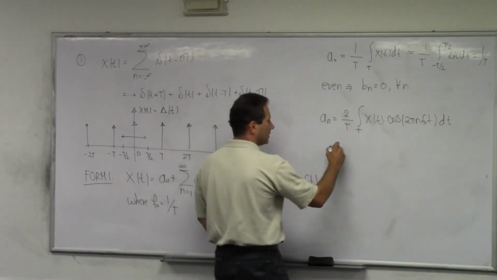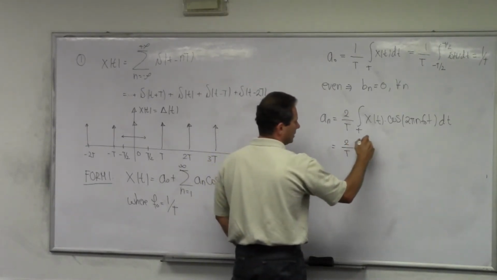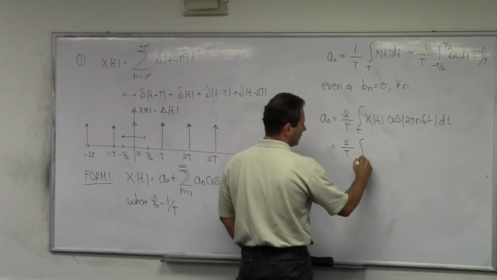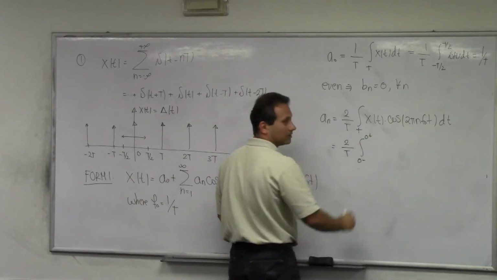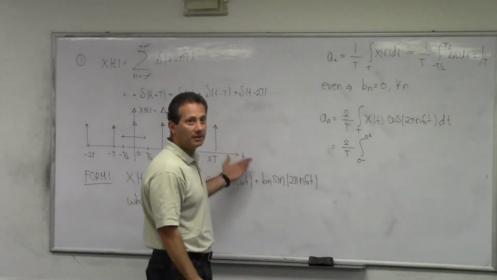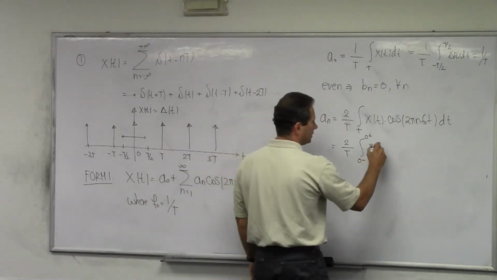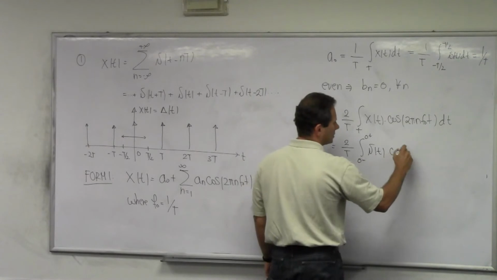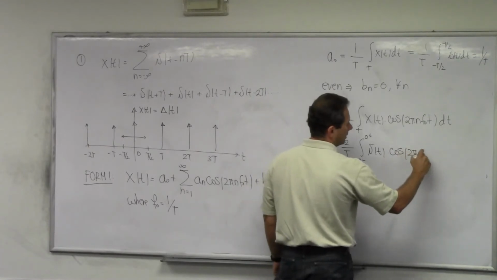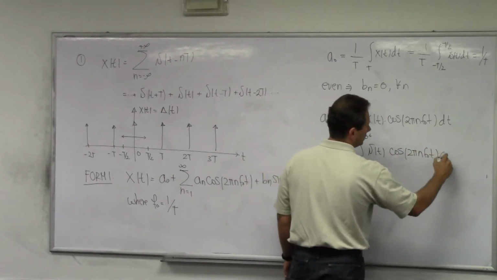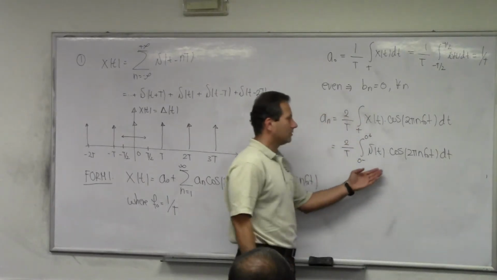In my case here, this becomes 2 over T, integral from 0 minus to 0 plus, because I'm just integrating the delta function. So it's going to be delta of t times cosine 2 pi n f0 t dt. Now, what's the value of this integral?